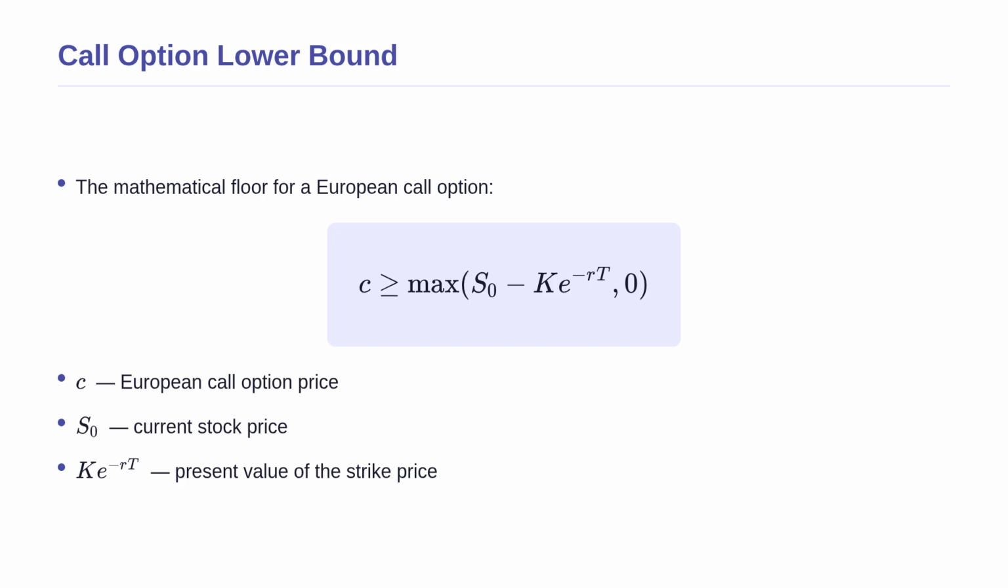If the current stock price S0 goes up, the lower bound goes up, meaning the minimum price of the option increases. Conversely, if the strike price K goes up, the subtracted term becomes larger and the lower bound goes down.